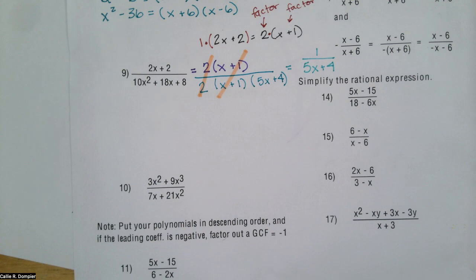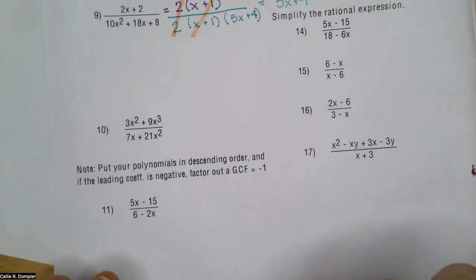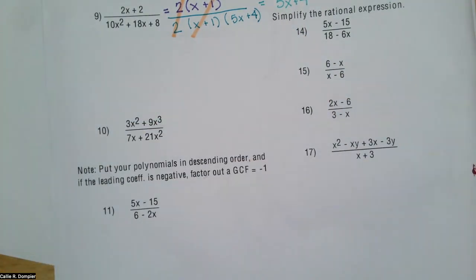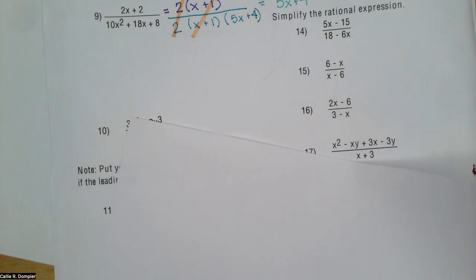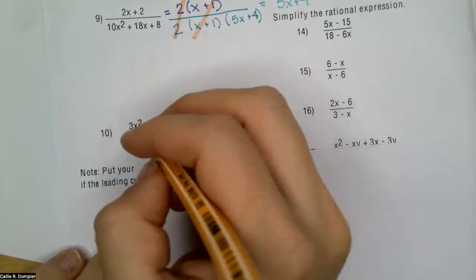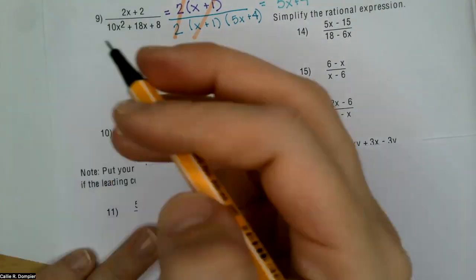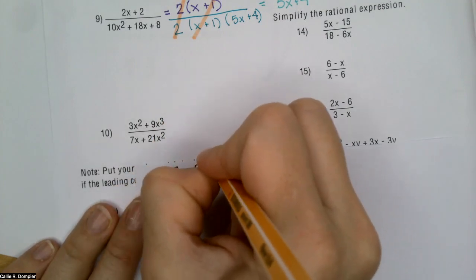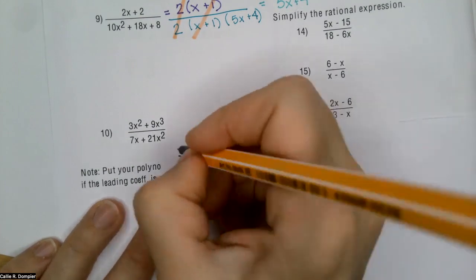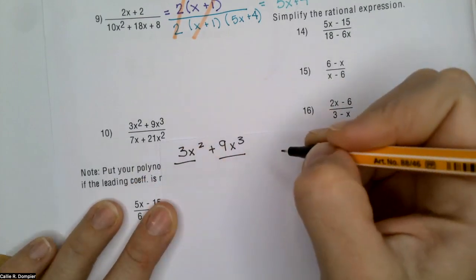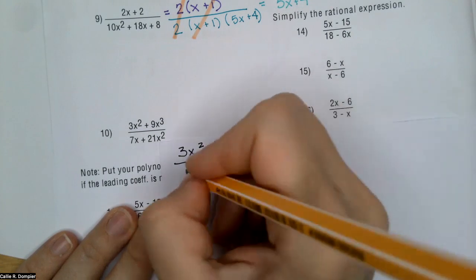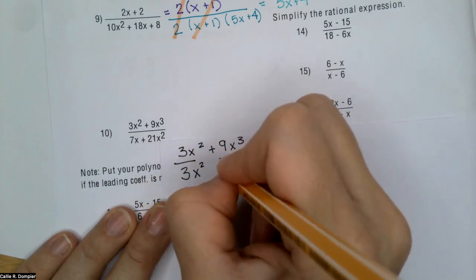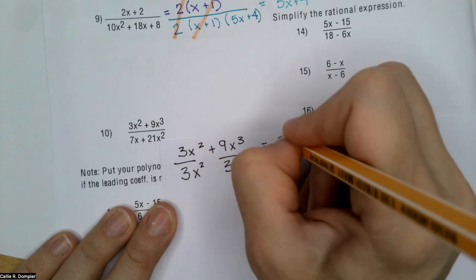All right. Here we have 3x squared plus 9x cubed. Again, always do the easiest way first, right? Which is dividing out a binomial. 3x squared and 9x cubed, you can divide them both by 3. x squared and x cubed, you can divide them both by x squared. So we're going to divide both of these by 3x squared.